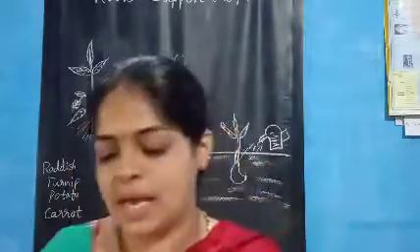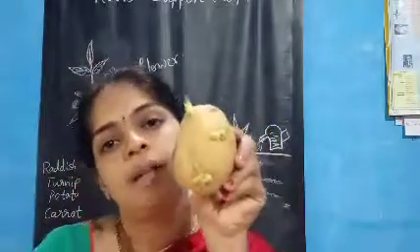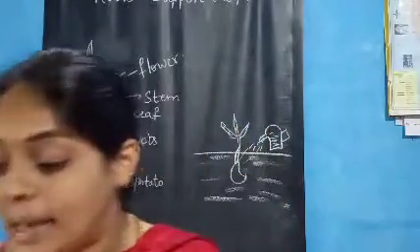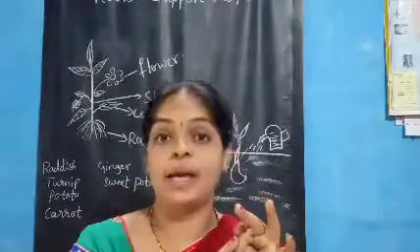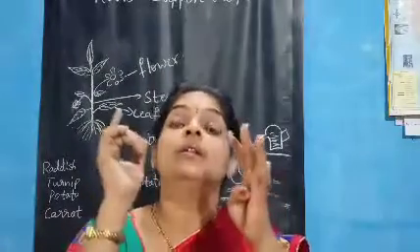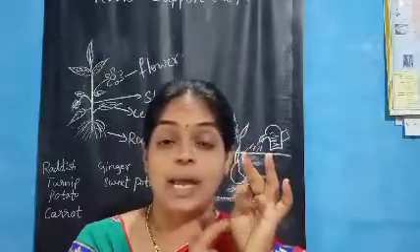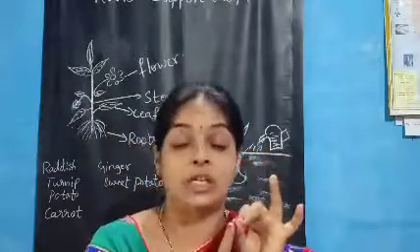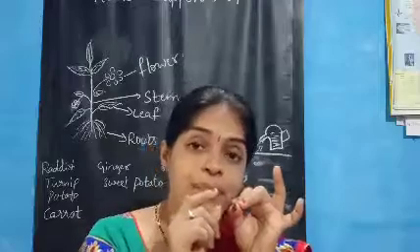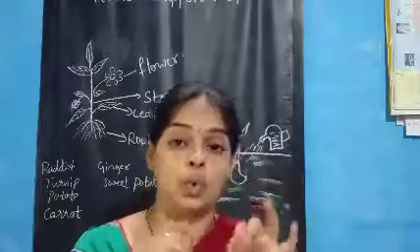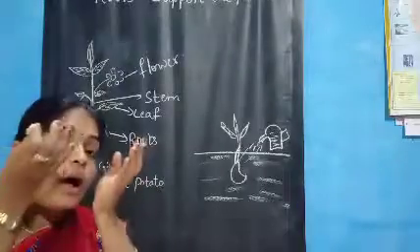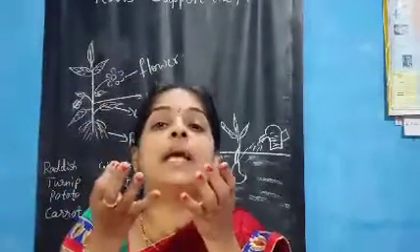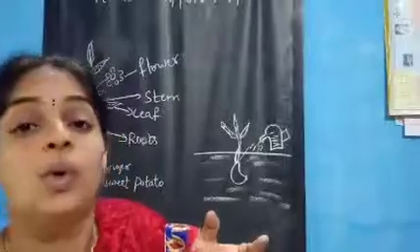Some root parts we are eating, isn't it? Ginger and potato also we are eating. Sweet potato we are eating. Carrot we are eating, yes or not? Carrot, then radish. Carrot, radish and sweet potato, these three we are eating as a root. For example, this is a root, isn't it, children? Up we can see only what you can see up.